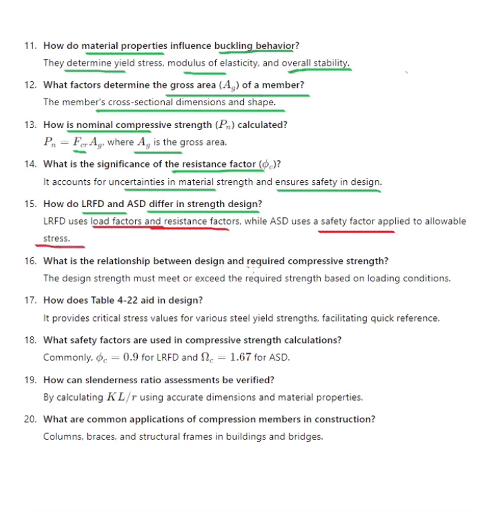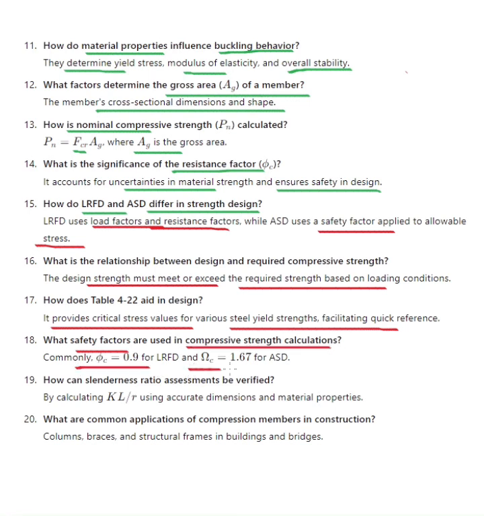What is the relation between the design and required compressive strength? Design strength must meet or exceed the required strength. Tables provide critical stress values for various steels, facilitating quick reference. What safety factors are used in compressive strength calculations? Commonly phi c is 0.9 for LRFD, and omega c is 1.67 for ASD. How can slenderness ratio assessments be verified? By calculating KL by r using accurate dimensions and material properties. What are the common applications of compression members? Columns, braces, structural frames, and buildings.